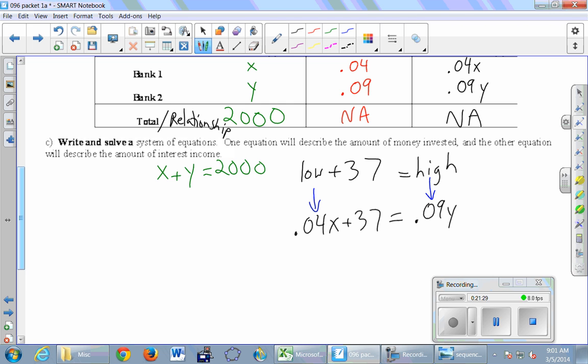So that's the relationship. Alan. 0.09y minus 0.04x equals 37. Let's translate this into lows and highs. What is this 0.09y? That's the high. Amount of interest you got from the high minus the low. It's 37. Do you buy that? Does that capture that the one is 37 more than the other?